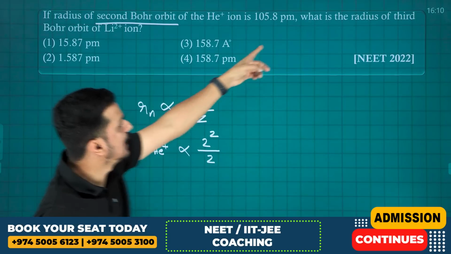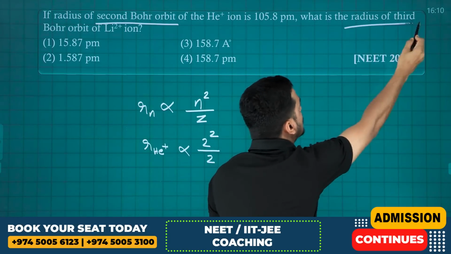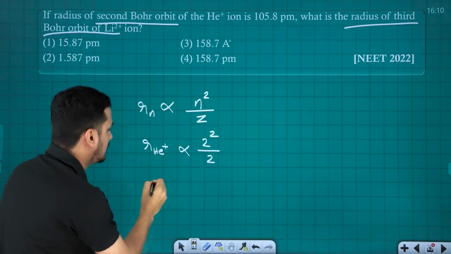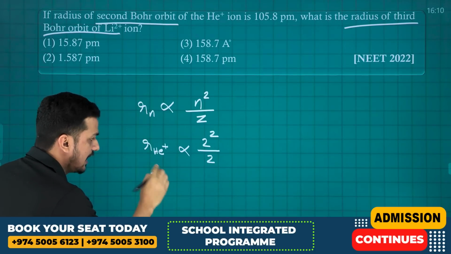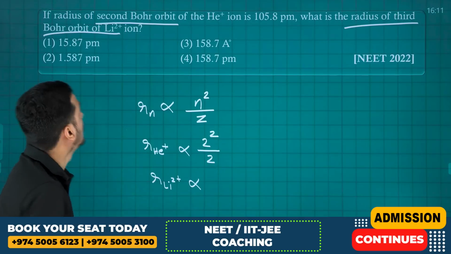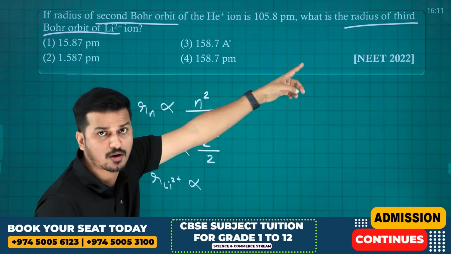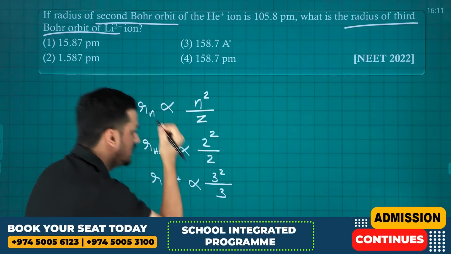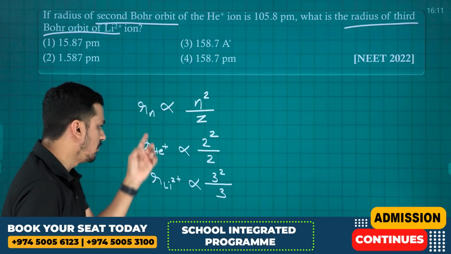Okay. Then they are asking what's the radius of the third Bohr orbit of lithium 2 plus. See, the radius of lithium 2 plus we have to calculate, directly proportional to the third Bohr orbit, which means 3 square. Lithium's atomic number is 3, so I have to divide this by 3.